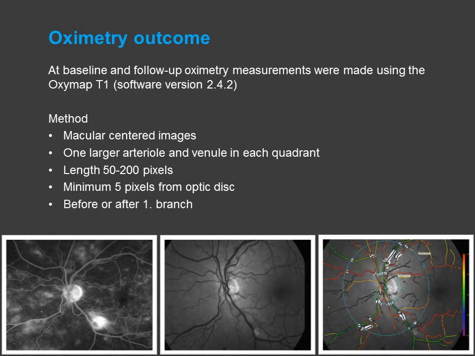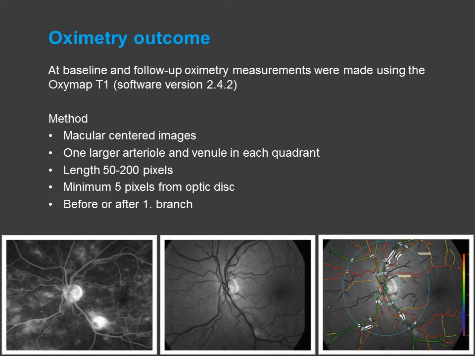The outcome was oximetry measurements, measured at baseline and follow-up by the Oximetry T1 system. The method was that we took macular-centered images. We chose one larger arterial and venous in each quadrant. The length of the segment that was measured had to be between 50 to 200 pixels in length.